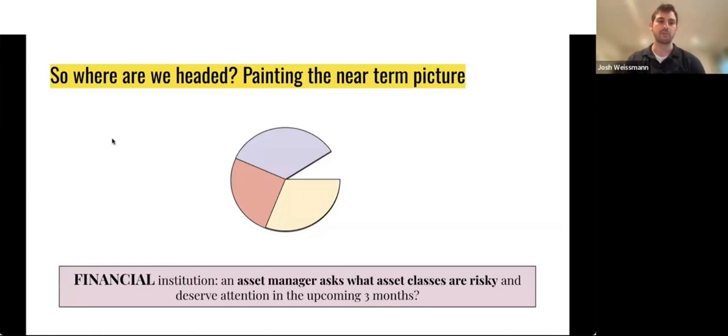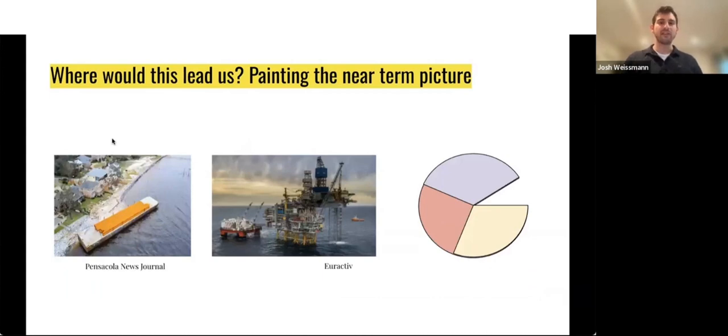Just a final example for those in finance, an asset manager asks what asset classes are risky and deserve attention in the upcoming 3 months. If you understand what's behind this question, it's knowledge about the organization's financial structure and how the data is laid out across the organization, and has models built into it to understand what risky means and what deserving attention means. So these are 3 examples that in every industry, the first step towards operational AI is not actually having the AI take action, but to have business-aware, ontology-aware responses.